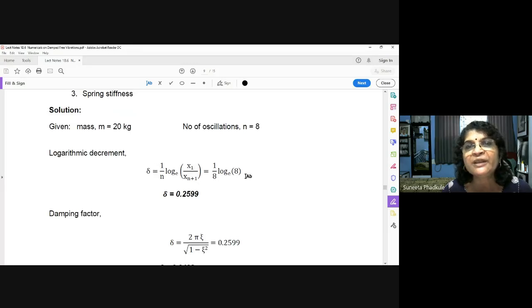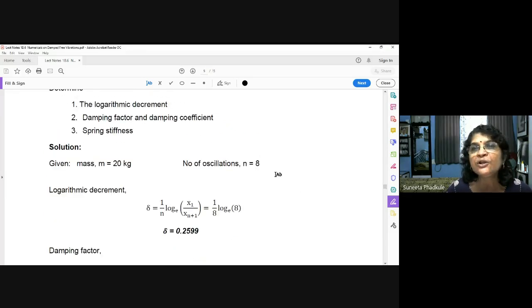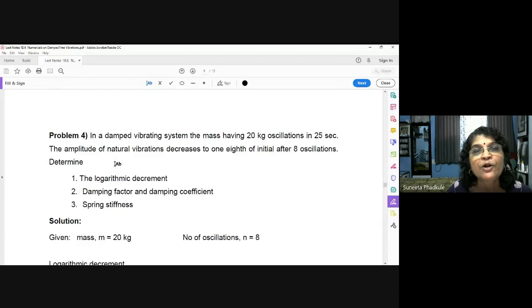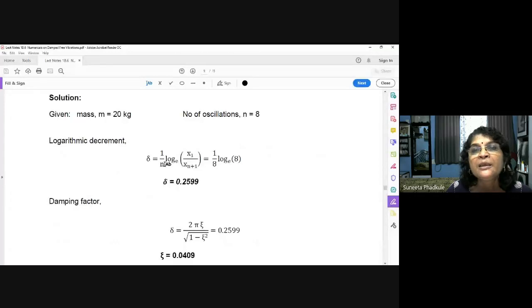See, this formula is very important here, because up to the last problem we used this formula only for one cycle. Now the reduction is not given in one cycle, but after completing 8 cycles, how much is the reduction? This is the reduction after 8 oscillations, and from this we have to find out the logarithmic decrement. So delta is equal to 1 upon n log base e of x1 upon x n plus 1, which is equal to 1 upon 8 log base e of 8.